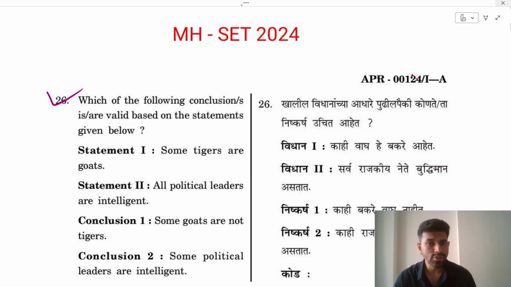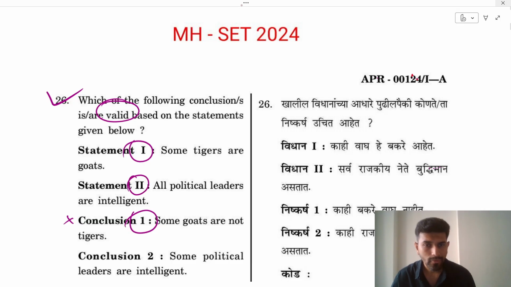Which of the following conclusions are valid based on the statement given below? Statement 1. Some tigers are goats. Conclusion. Some goats are not tigers. So no information is given related to goats not being tigers. So conclusion 1 is not valid.